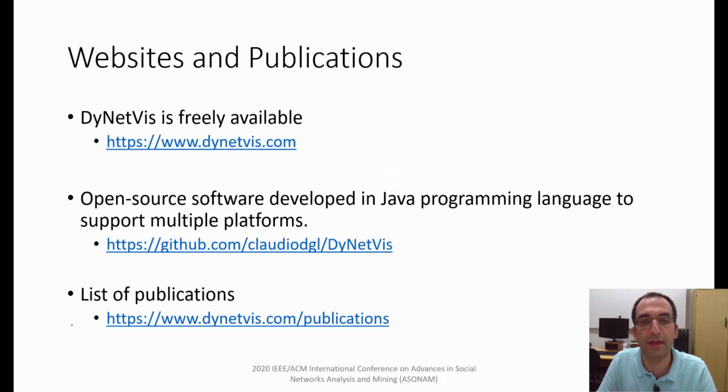Websites and publication. DynetVis is freely available on this website. It is an open source software developed in the Java programming language to support multiple platforms. You can download the source code at this address. And here you can find a list of publications that use DynetVis.